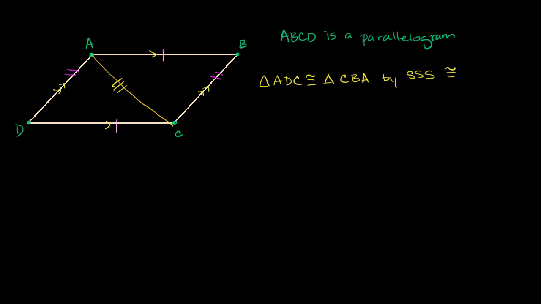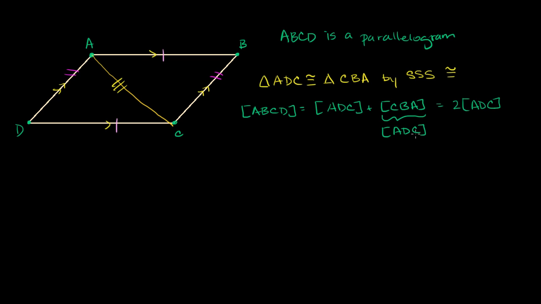And what that tells us is that the areas of these two triangles are going to be the same. So if I want to find the area of ABCD, the whole parallelogram, it's going to be equal to the area of ADC plus the area of CBA. But the area of CBA is just the same thing as the area of ADC because they are congruent. So this is just going to be 2 times the area of triangle ADC, which is convenient for us because we know how to find the areas of triangles.